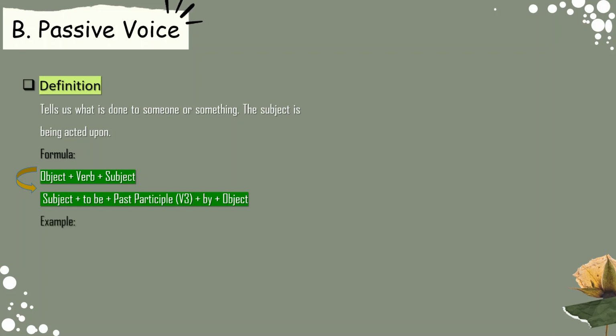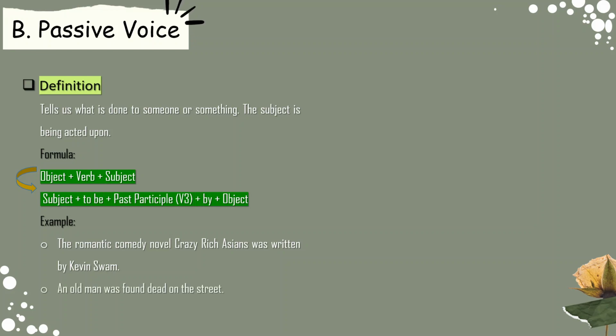And this is for the example. The first one is: the romantic comedy novel Crazy Rich Asians was written by Kevin Kwan. And the second example: an old man was found dead on the street.